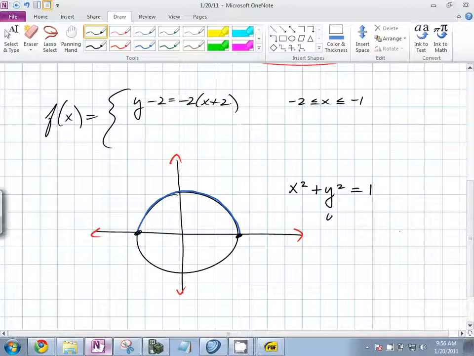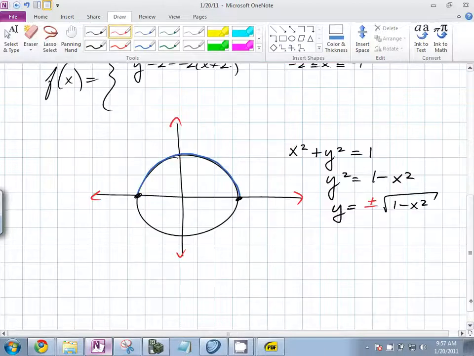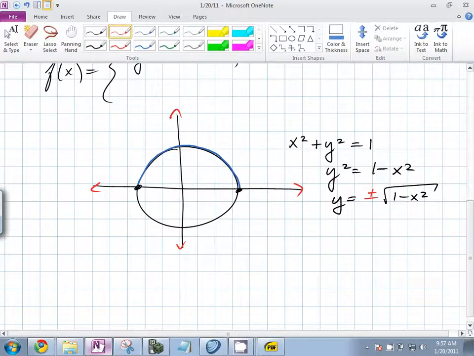So y squared is equal to 1 minus x squared. So what does y equal? What's missing? Plus or minus. Exactly. Now, you have two functions. You have y equals the square root of 1 minus x squared, and you have y equals negative the square root of 1 minus x squared.